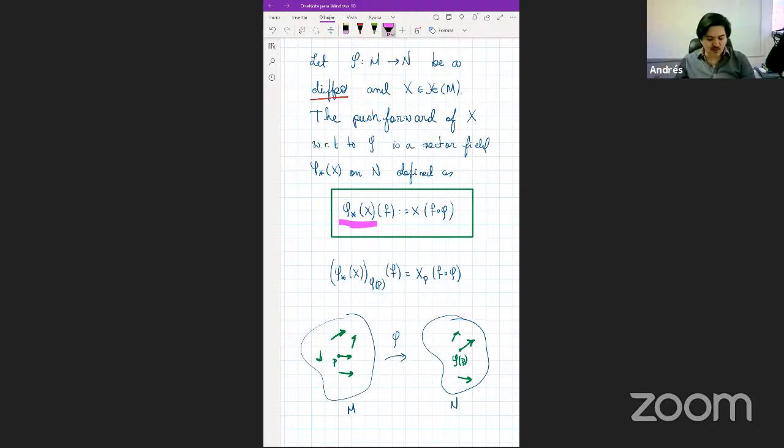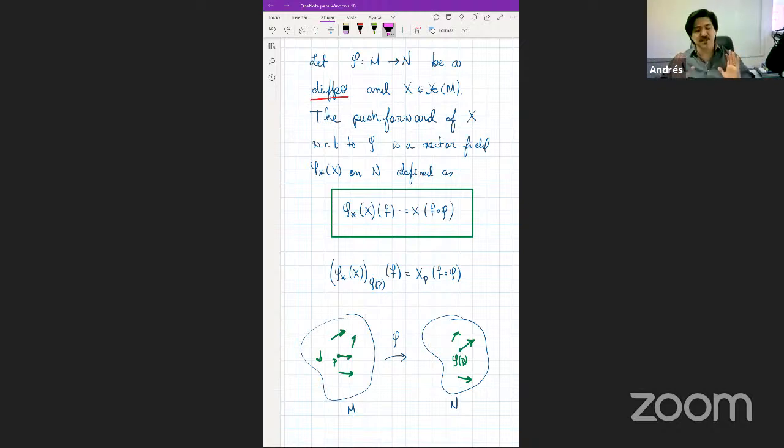The only thing that we require, because I want this to be a vector field, not only a vector on the tangent space, but I want that to be a vector field on N. So first of all, on any point on N, I need to have a vector. So that's why phi has to be surjective. Also, since I want it to be a vector field, on any point, I can only have one vector. I cannot have more than one vector. And that's why phi has to be 1 to 1.